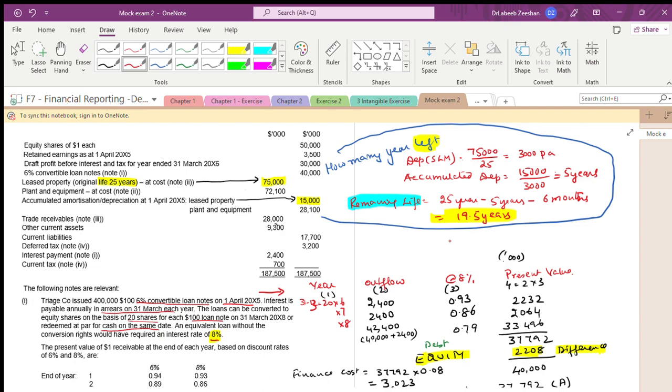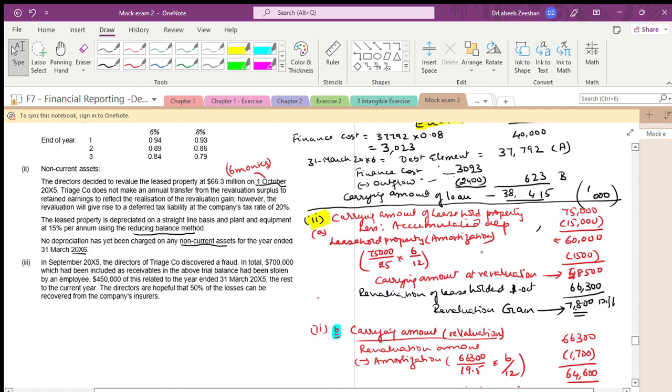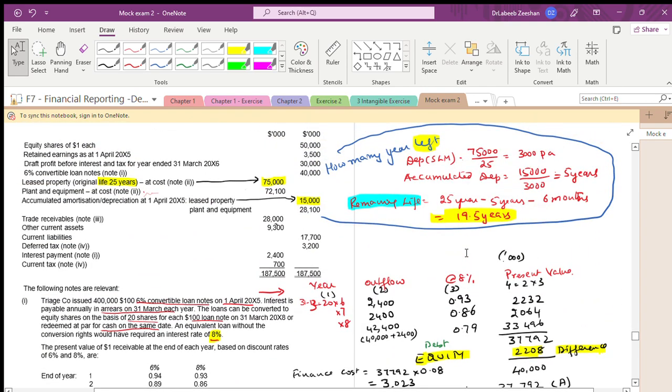Next, another thing is there. You have plant and machinery. What do they say about plant and machinery? No depreciation has been charged on plant and machinery for the year. The leasehold property is on the straight line basis and the plant and machinery on 15% reducing balance method. Plant and machinery is 72,100. Accumulated depreciation is 28,100. Very simple.